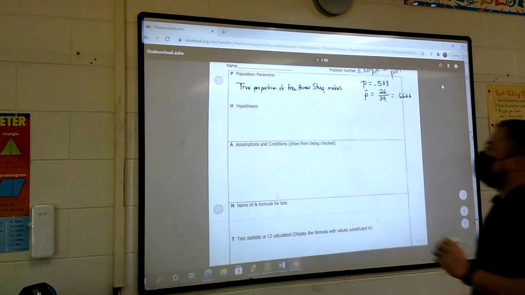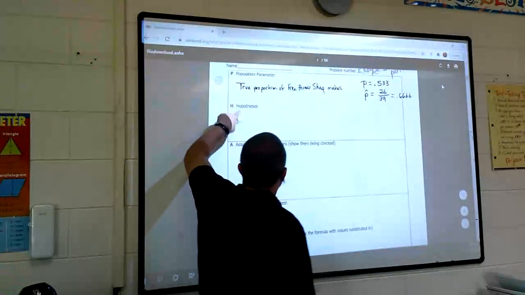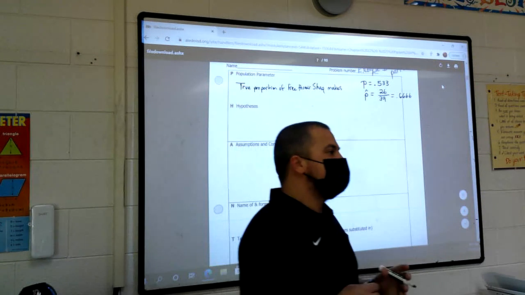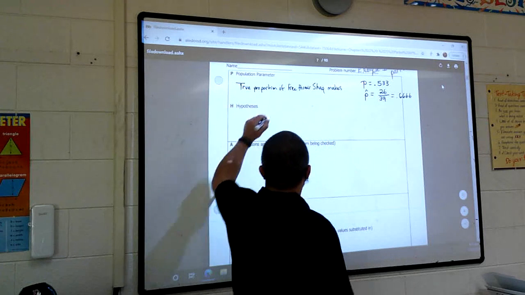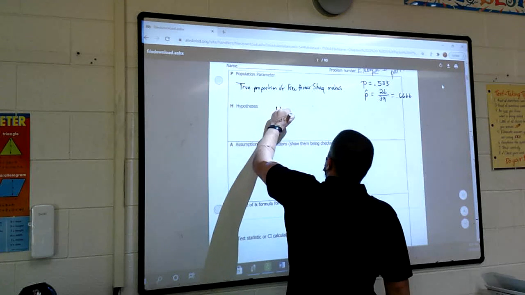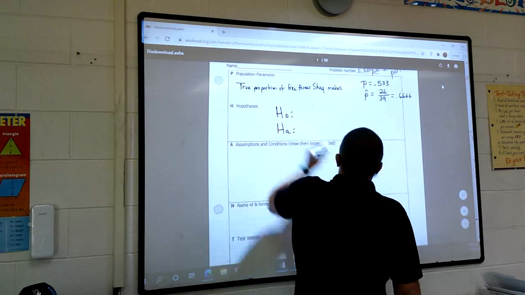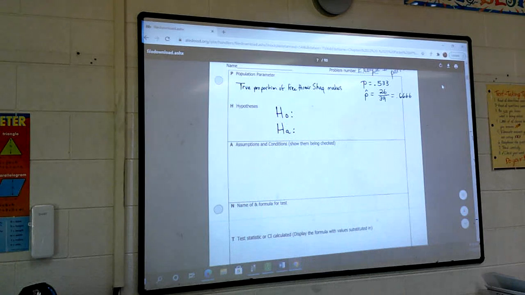Now, this is a new part. So hypotheses, you never have that in confidence intervals, but you always have this in hypothesis tests. So no matter what test you're running, you're going to write this. You're going to write H0 and HA. So H0 stands for the null hypothesis, and that means the hypothesis that nothing has changed. Null means none. So basically, nothing is different. That would be the null hypothesis. That would be that nothing has changed at all.